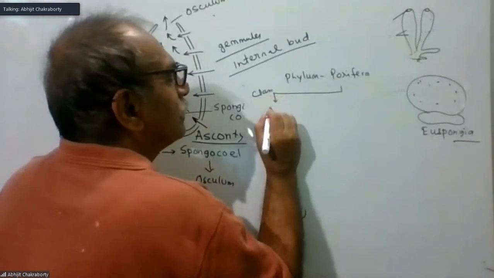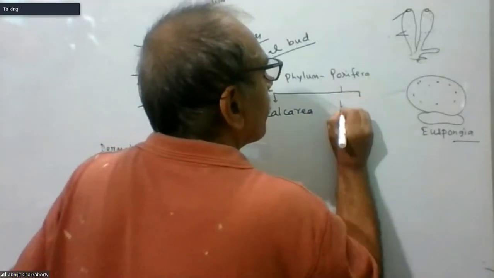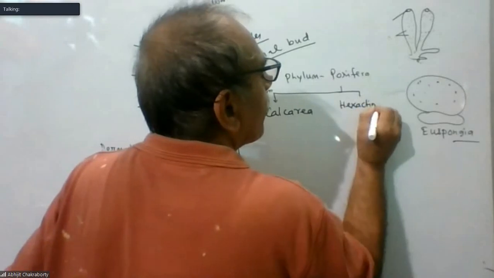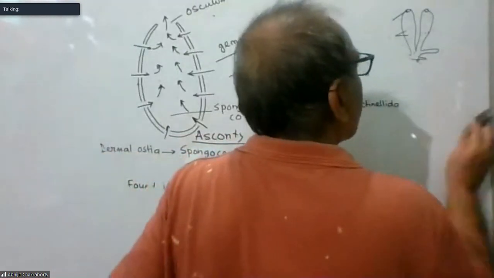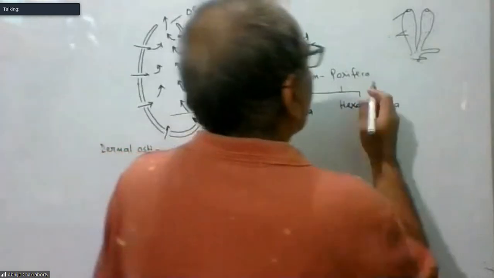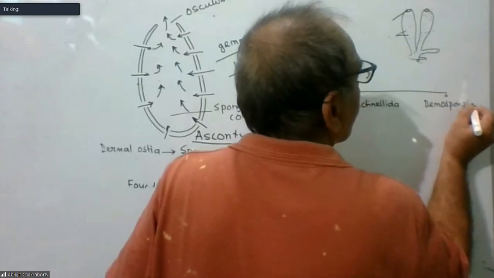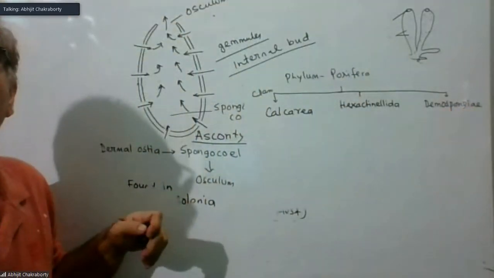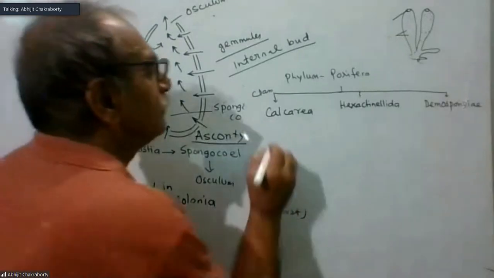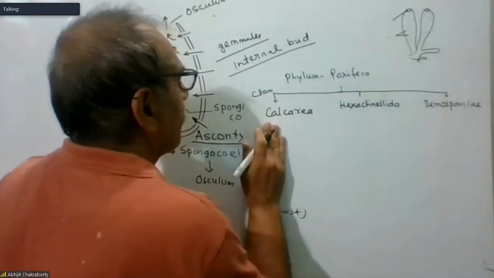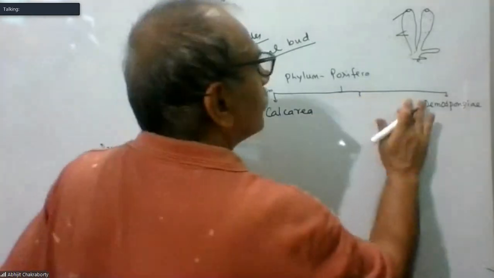Phylum Porifera includes class Calcarea, Hexactinellida, Demospongiae, based on the component of the endoskeleton. স্যার মধ্যেরটা কি? Or Hexactinellida.